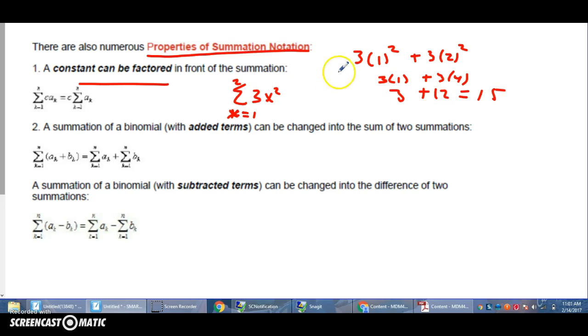Well, what I could have done is, because each of these is multiplied by 3, I could have rewritten this, factored this out as 3(1 squared plus 2 squared). Okay, and instead of doing it here, I could common factor at the start. So I could rewrite this guy over here.